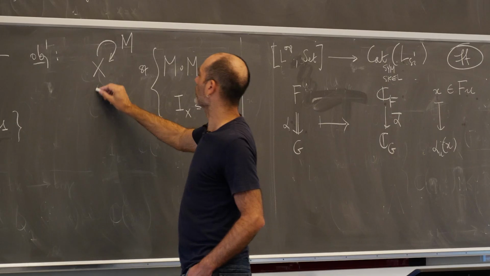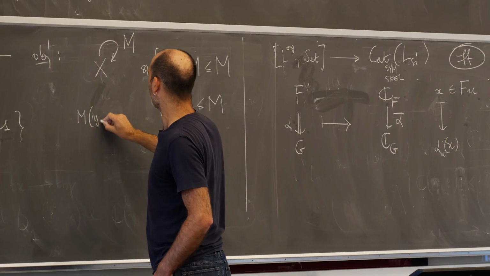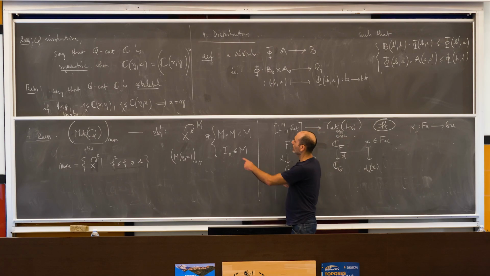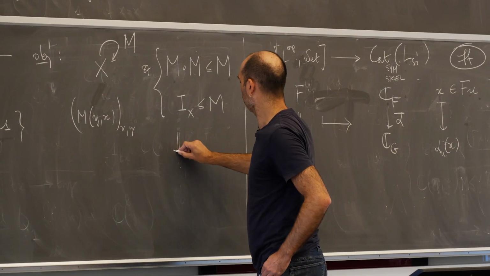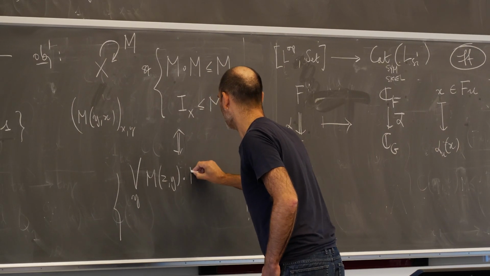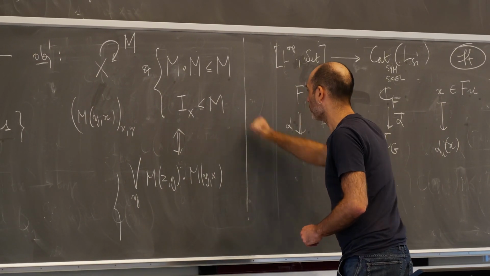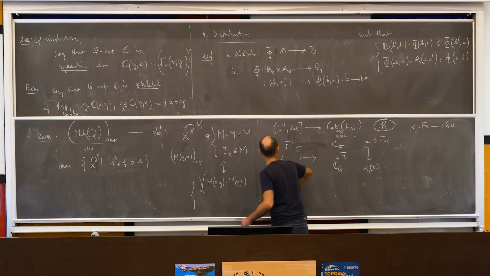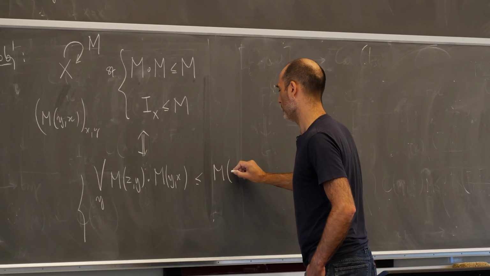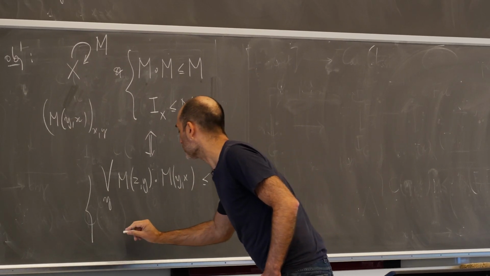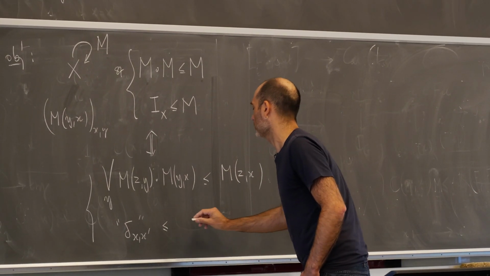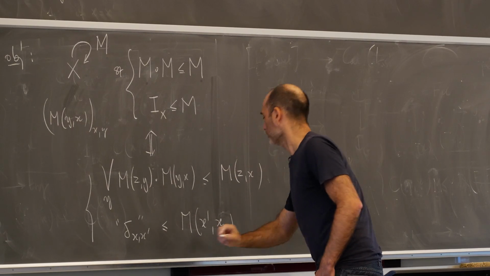Now, this matrix is, of course, composed of many elements, m, y, x's. Okay, it's a matrix. Matrix composition says that the join of m, z, y composed with m, y, x should be smaller than m, z, x. The identity matrix says basically that the Kronecker delta, if you wish, x, x prime, should be smaller than m, x prime, x.